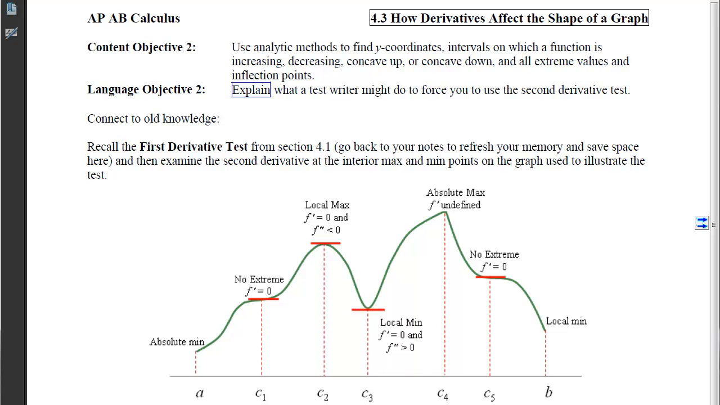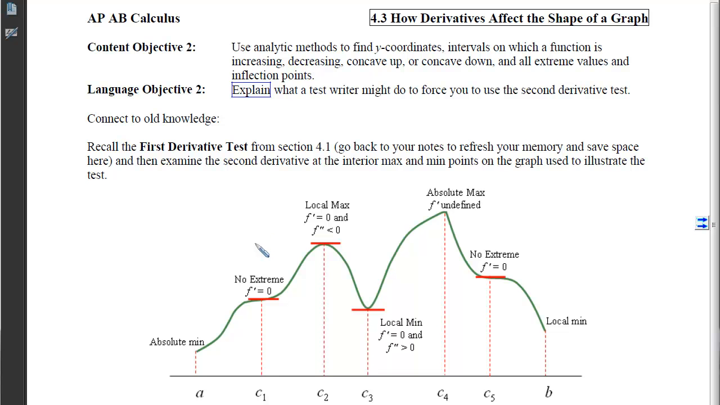This is section 4.3, how derivatives affect the shape of a graph, content objective 2, which is we want to use analytic methods now to find y-coordinates, intervals on which a function is increasing, decreasing, concave up or concave down, and find all the extreme values and inflection points. So the language objective is I would like you to explain what a test writer might do to force you to use the second derivative test.